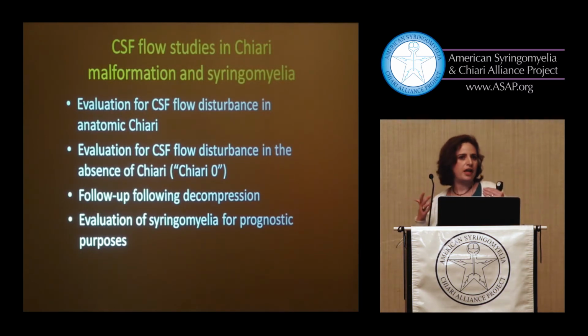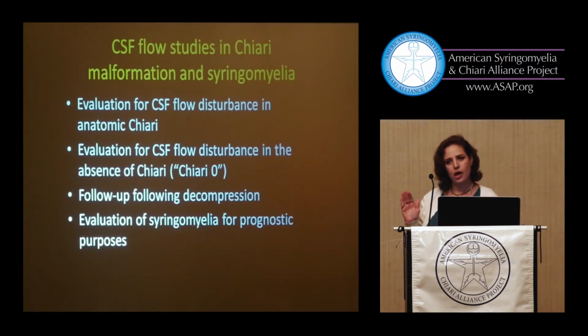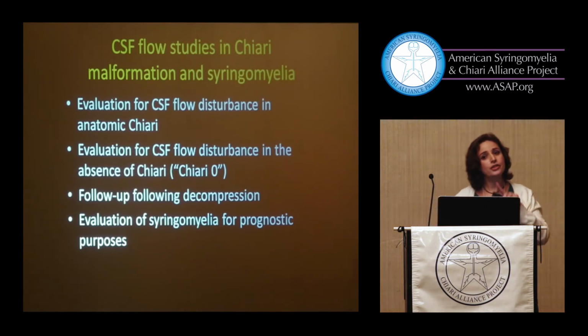We can try to evaluate the flow, whether it's blocked, whether it's abnormal, in a regular Chiari malformation, and I'm going to show you an example of that very soon. It could also be used to evaluate for flow abnormality when there's no tonsil descent, like I'll show you, which is called Chiari 0. It's a bit controversial, but the idea is that you can have the same symptoms without having the tonsils down because the flow is still abnormal. So this is a very useful technique for that.